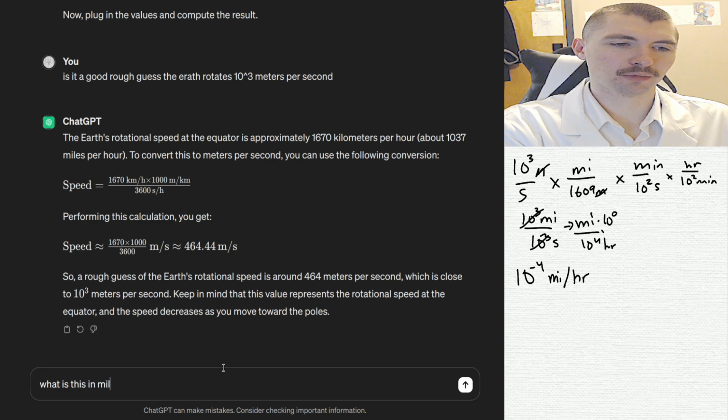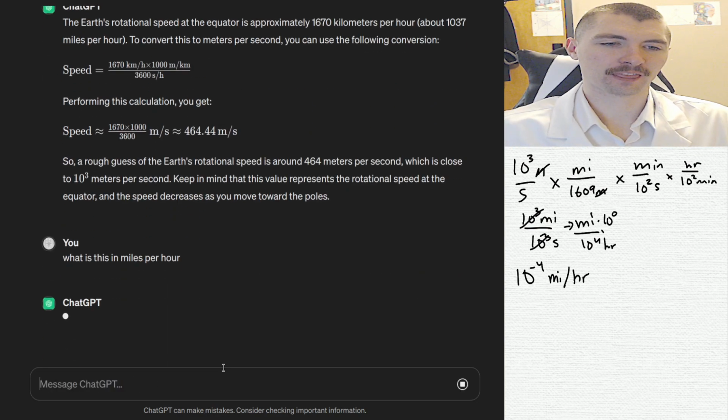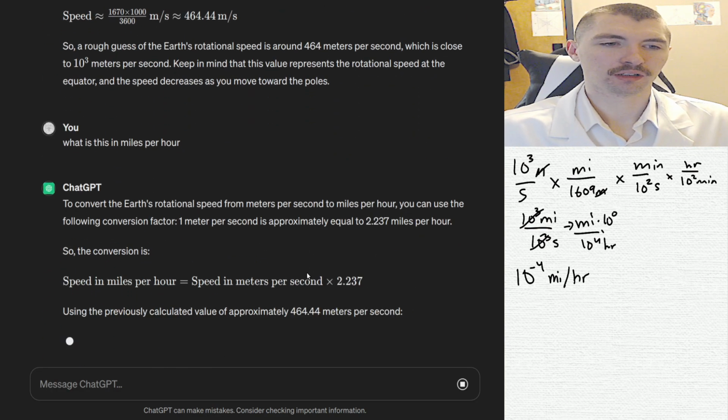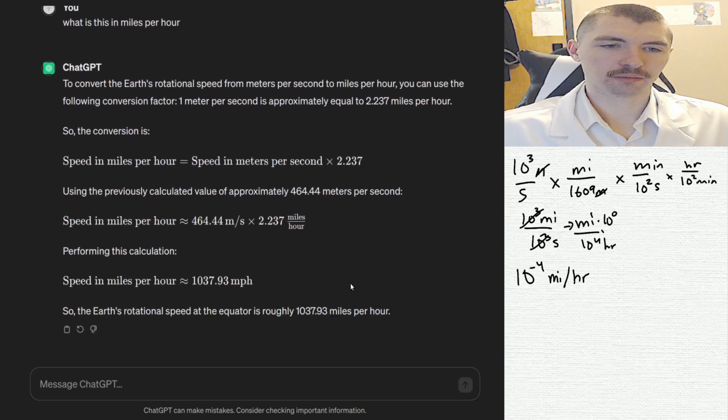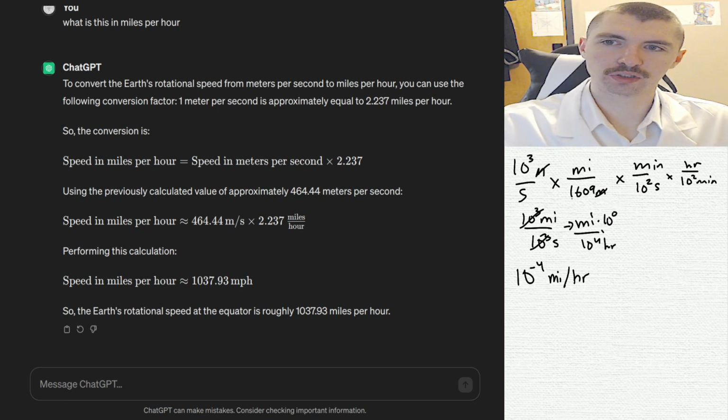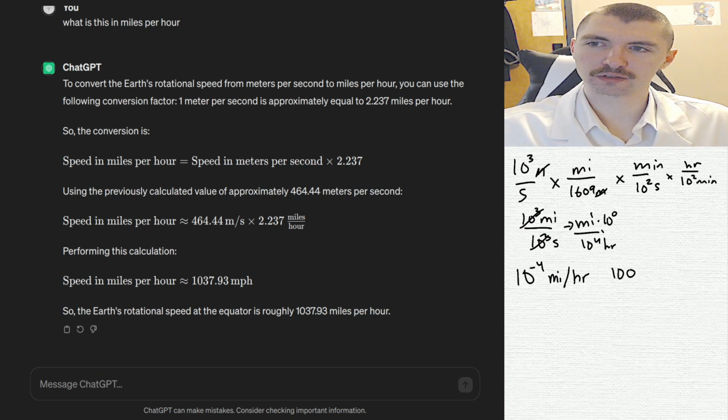What is this in miles per hour? So it should be 1,000 miles an hour. So what is this? Right now we're at 10,000. Even if this was a positive, that would be 10,000. So yeah, we're way off.